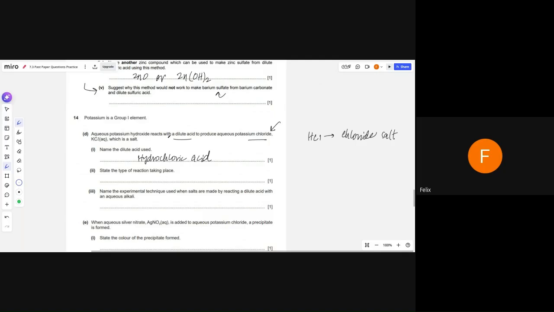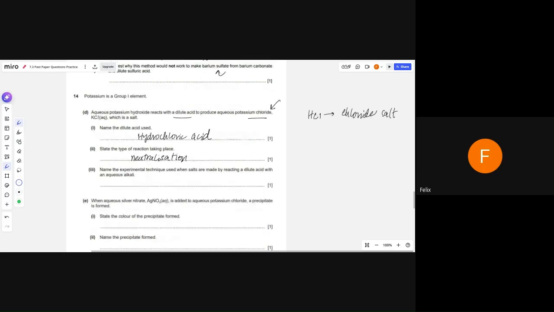State the type of reaction taking place. Potassium hydroxide is a metal hydroxide, and the other reactant is an acid. So whenever an acid and a base react, the reaction is known as a neutralization reaction. So it's neutralization. Name the experimental technique used when salts are made by reacting a dilute acid with an aqueous alkali. Titration.